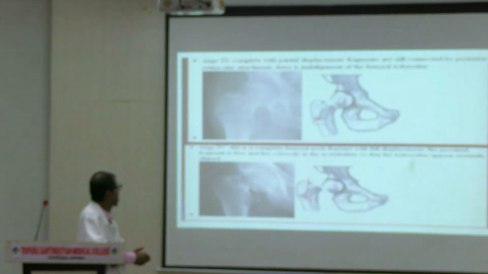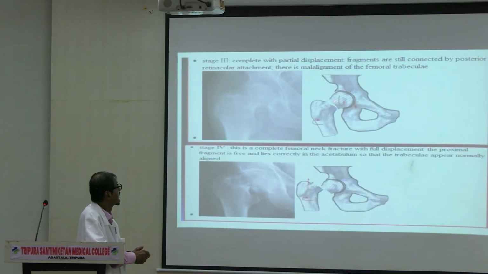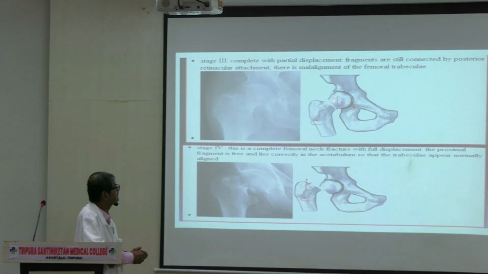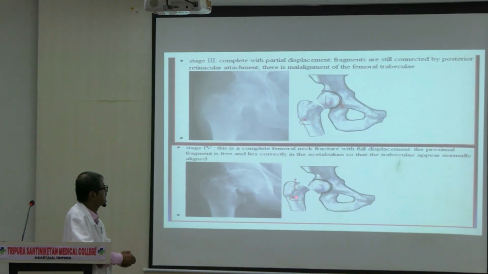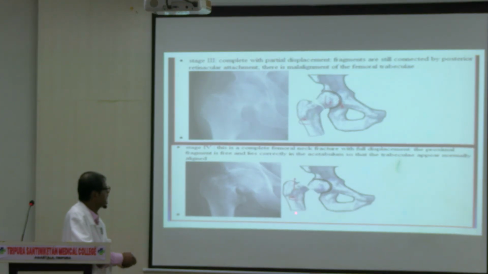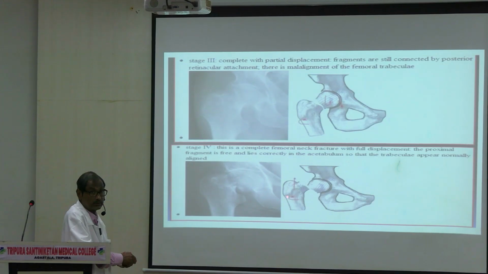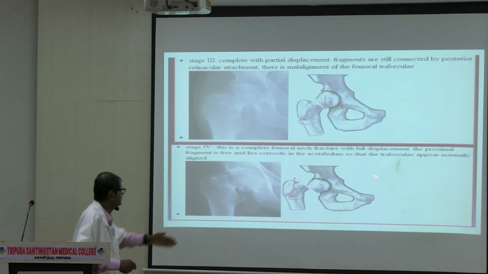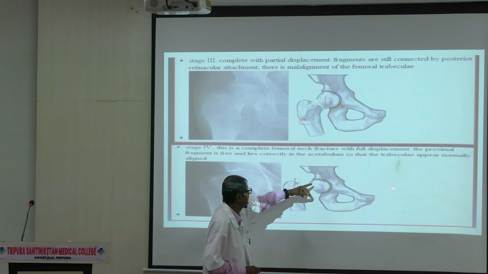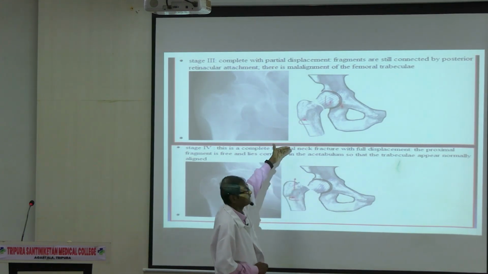Next, this is stage 4, 3. This is stage 3, you see, there is a gap, there is some displacement. This stage 3, this is total displacement. So, this is proximal migration of the trochanter. The trochanter has proximally migrated. This is the head, so it should be here, but it has migrated upwards.